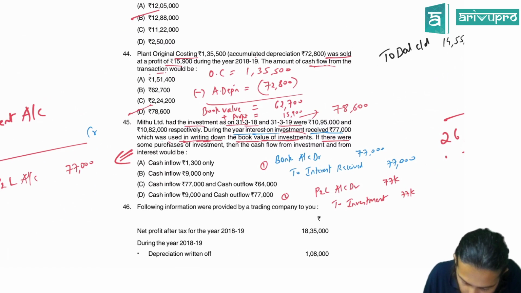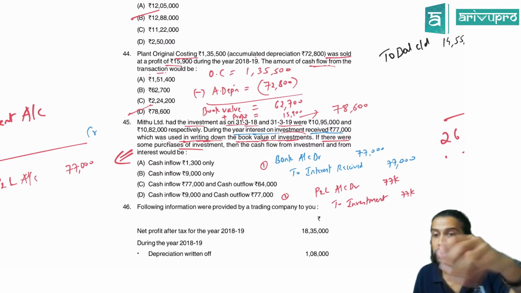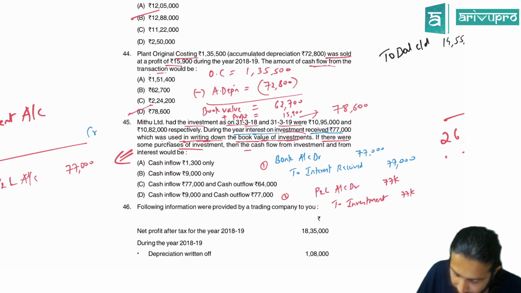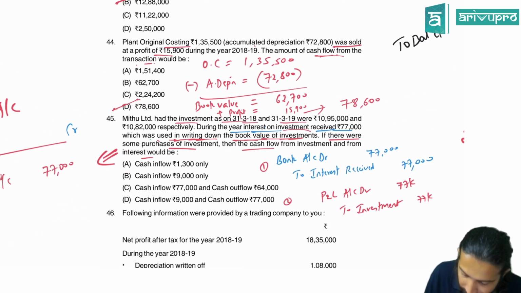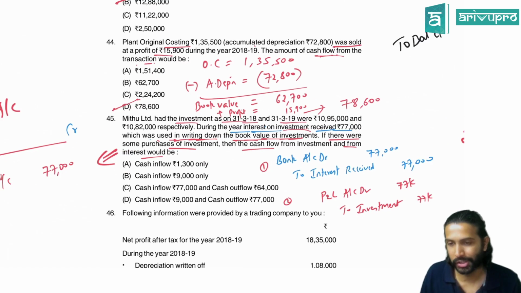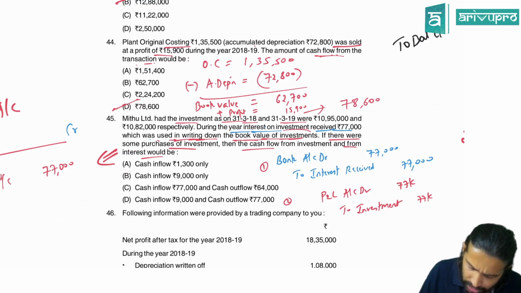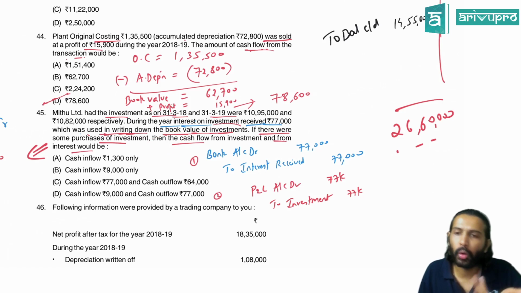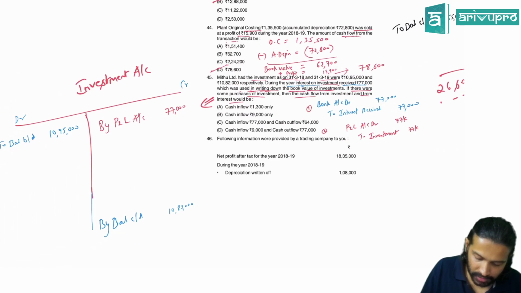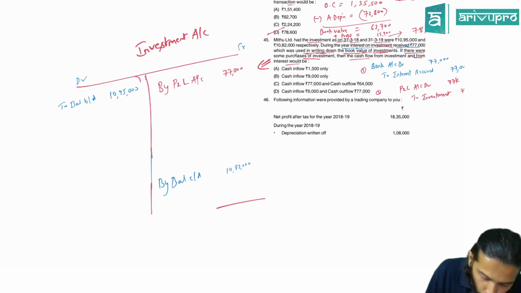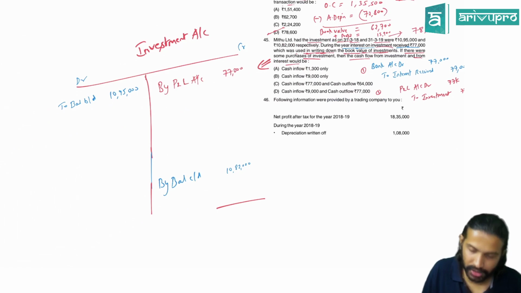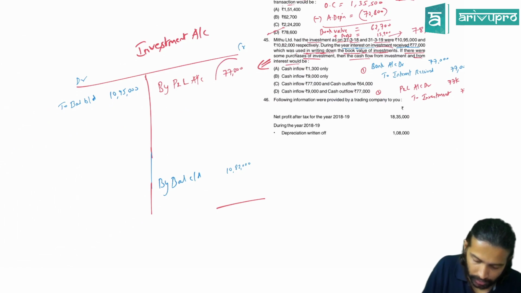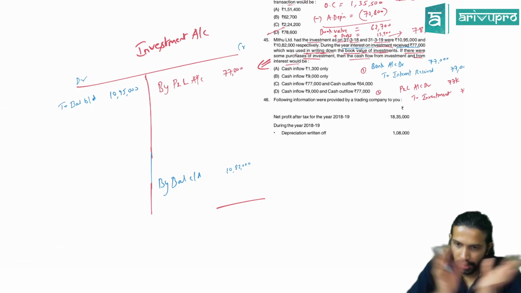Next, see what they're having. If there was some purchase of investment, meaning the company has purchased some investment, then cash flow from investment and from interest is how much? Interest we know already. Cash flow from interest is how much? 77,000. That is not a problem. Investment purchase they are saying. Have they told at what value the investment is purchased? Not given. Missing. That's the reason we did a ledger. Ledger ka opening balance is given. Ledger ka closing balance is given. Ideally it should match. If all the values have been put in, the ledger balance should match.